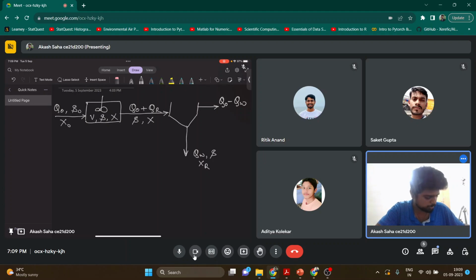So it will be Q naught minus QW, the substrate concentration remaining as S, and the effluent biomass concentration as XE. A part of it will be recycled back to the aeration chamber. It will be QR, again with substrate concentration S and residual biomass concentration XR. So this was the flowchart of the activated sludge process.